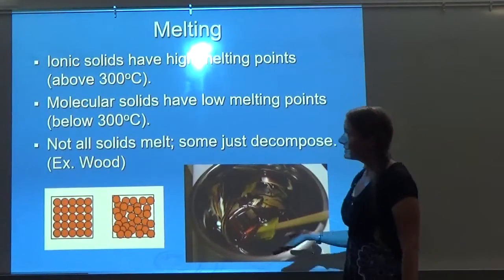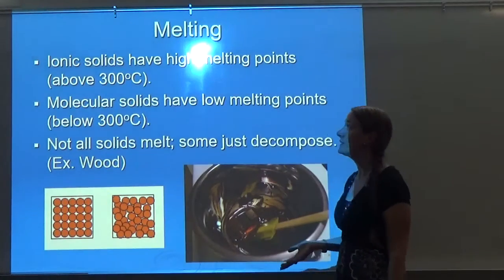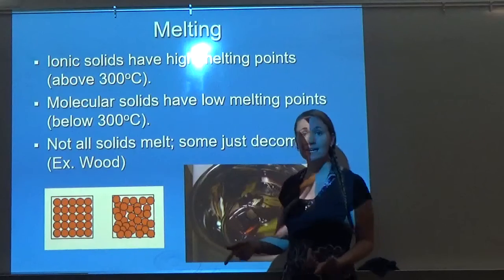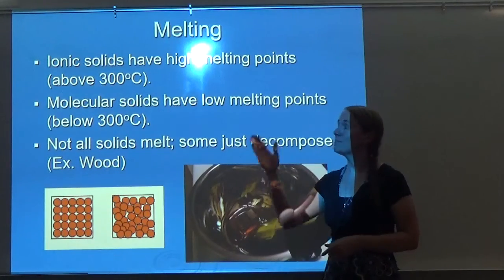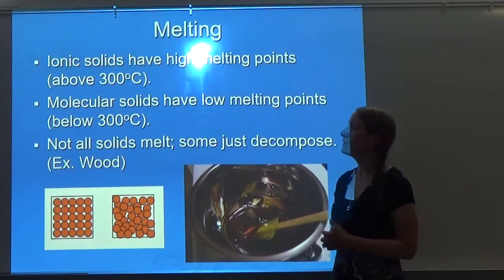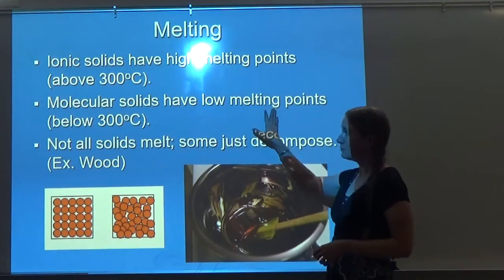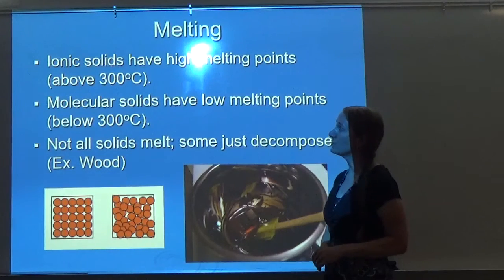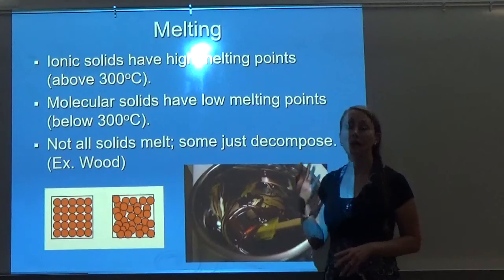So ionic solids have high melting points, which is above 300 degrees Celsius. Remember, we know something is ionic if we subtract the electronegativity values and it's greater than 2, or if it's a metal and a nonmetal. That's a good rule of thumb to use. Molecular solids have low melting points, which is below 300 degrees Celsius. Remember, molecular solids are usually made of only nonmetals.